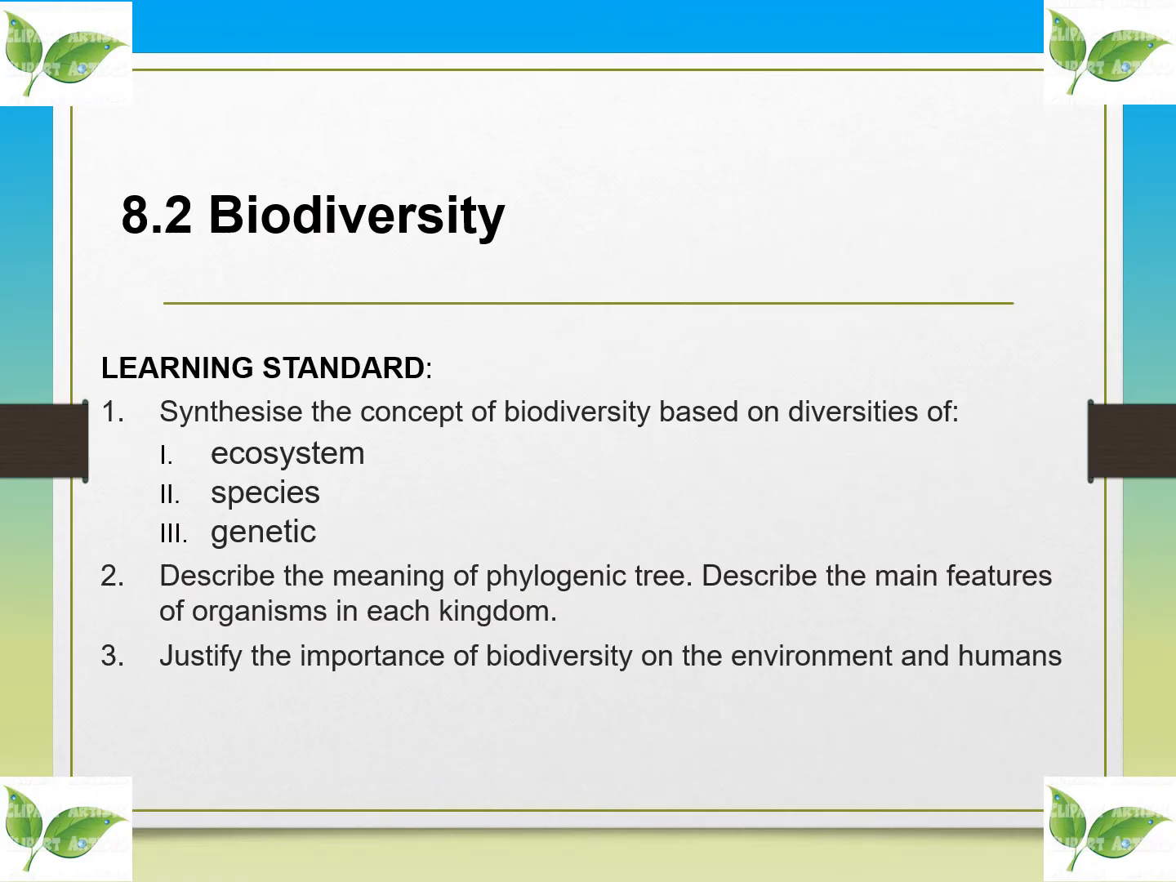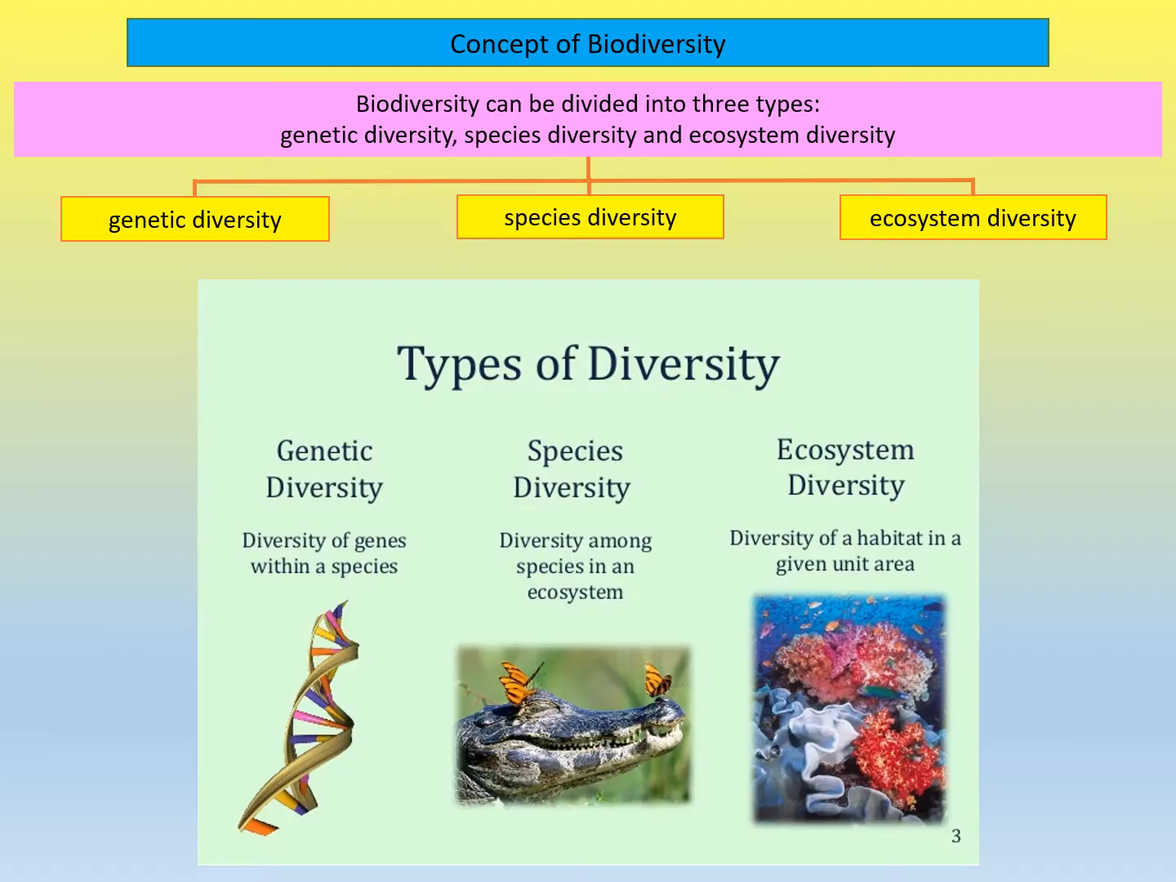Here are our learning standards. Number one, synthesize the concept of biodiversity based on diversity of ecosystems, species, and genetics. Number two, describe the meaning of phylogenetic tree. Describe the main feature of organism in each kingdom. And number three, justify the importance of biodiversity on the environment and humans.